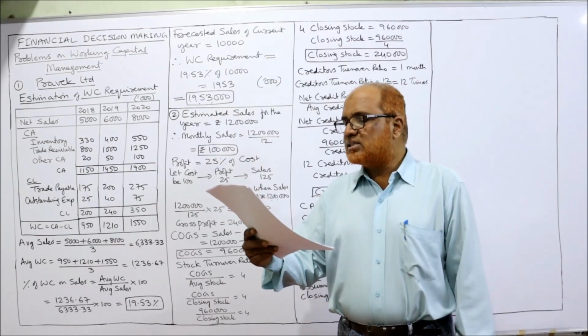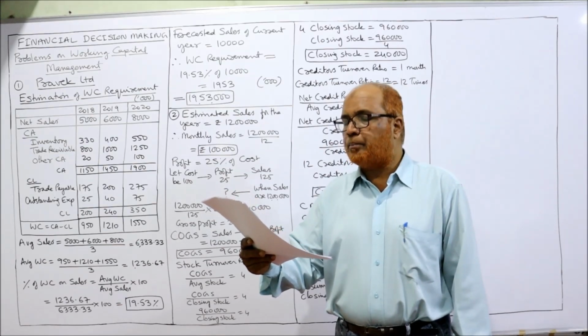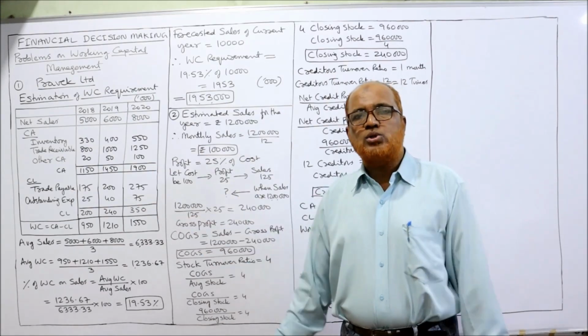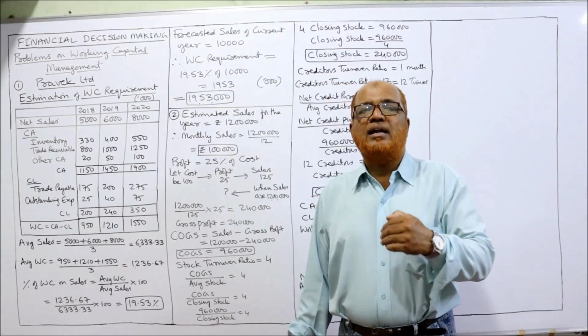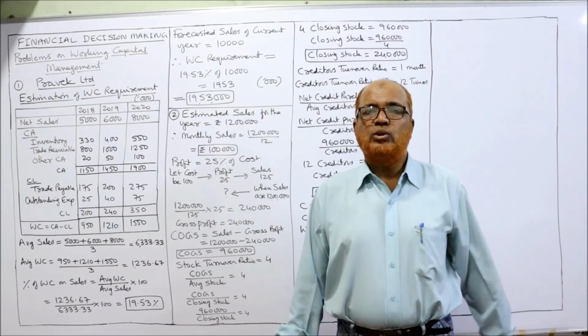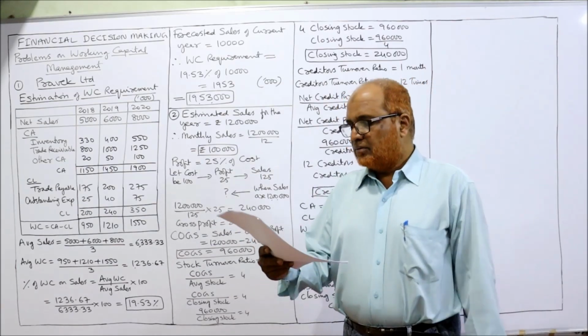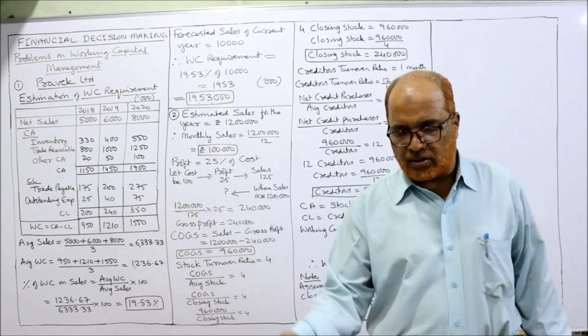Then all sales will be for cash, but he expects 1 month credit for purchases. We expect that we will sell the goods only on cash. But when we purchase the goods, we are getting a credit period of 1 month. So creditors velocity is 1 month. Then calculate his average working capital requirement.